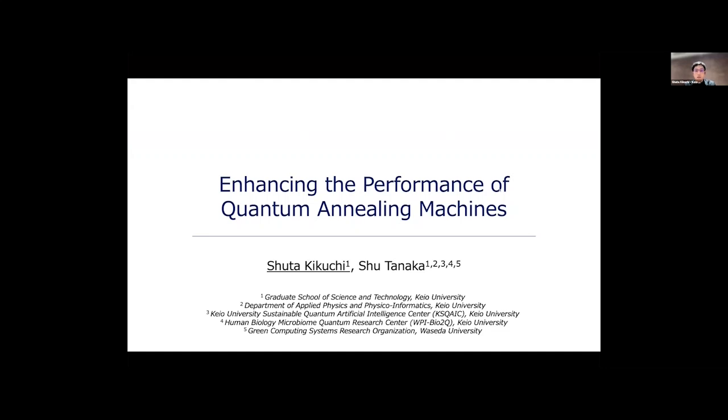I'm Shuta Kikuchi, a project assistant professor at Keio University. And today, I will be presenting on the topic: enhancing the performance of quantum annealing machines.